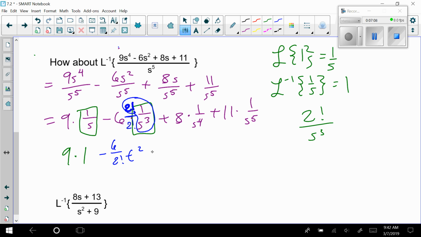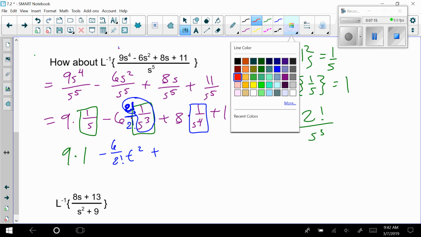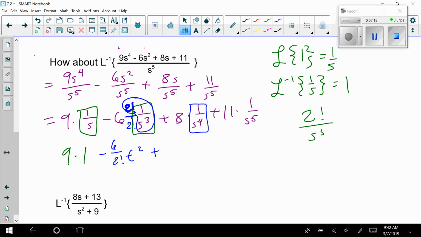Then I just keep going, right? I got plus this 8. Again, here, what am I missing? This is s to the 4th, so I need a 3 factorial up top. I would need it also on the bottom then. Then I would put this one over here, which would leave 8 over 3 factorial over s to the 4th. The inverse of that was just t cubed.